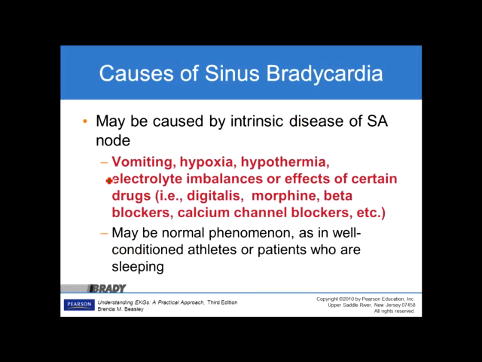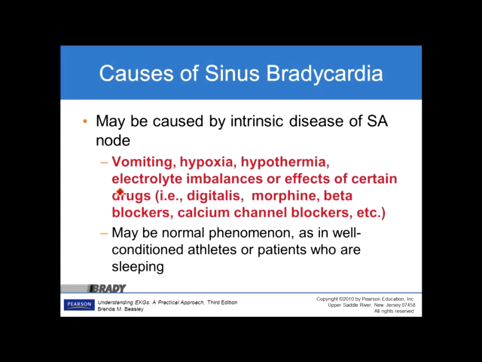Sinus bradycardia may be caused by an intrinsic disease of the SA node. Vomiting can cause this, hypoxia, hypothermia, or being very, very cold at the core, electrolyte imbalances, or effects of certain drugs. Examples of this are digitalis, morphine, beta blockers, calcium channel blockers. Anything that would block conduction of the actual myocardial tissue could affect this.